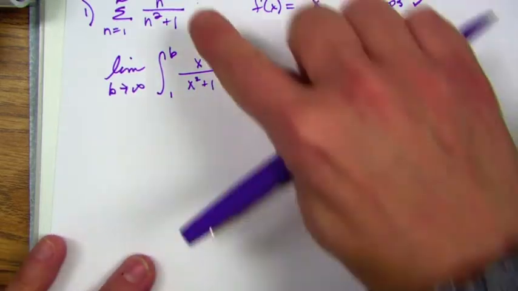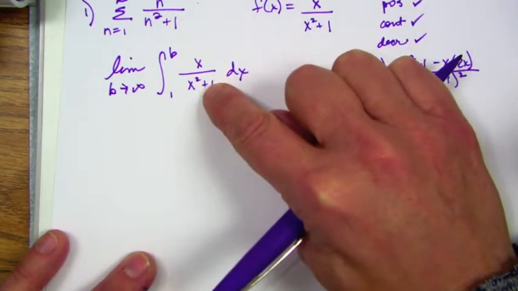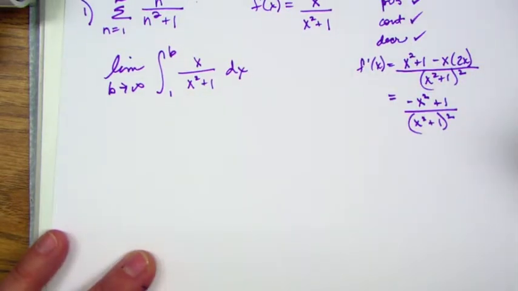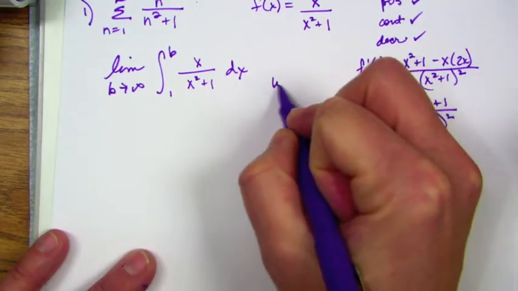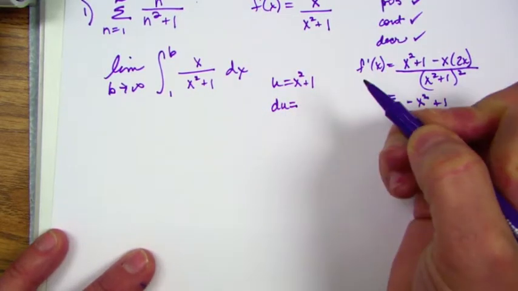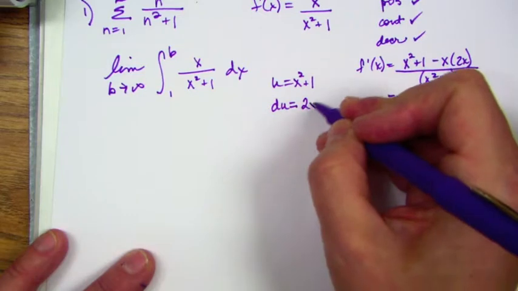Okay, so all I did was take this series and convert it to this integral. All right, so how are we going to integrate? U substitution, right? What do you want to let u be? X squared plus 1, which means du is 2x dx.